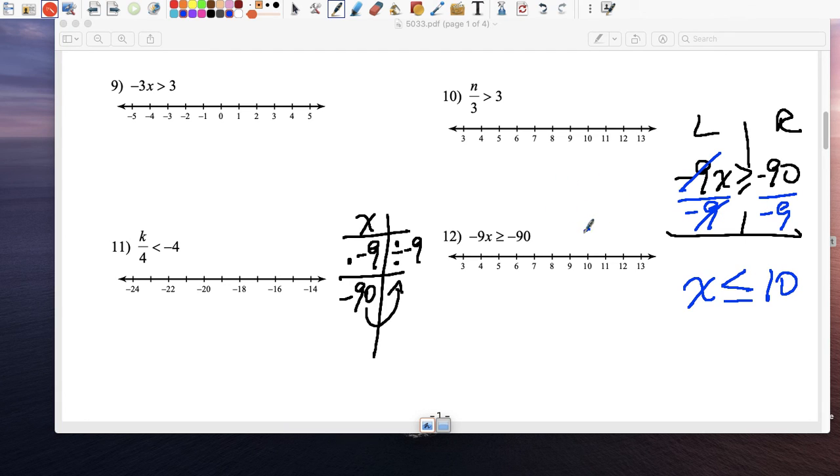So, put a circle on top of 10. We want numbers that are smaller than 10. So, where are the numbers smaller than 10? This way. Oops, and I forgot to shade.